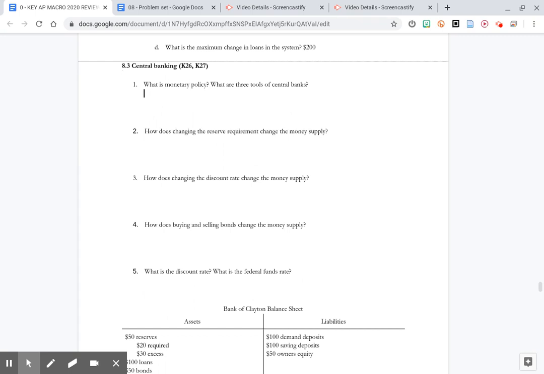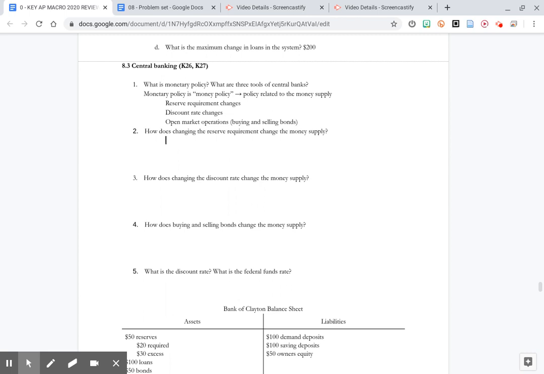So monetary policy is money policy, is another way to think about it. It's policy related to the money supply. So the three tools that we'd say that central banks have are reserve requirement changes. We'd say they can change the discount rate, right? And we could say they could do open market operations, which would be buying and selling bonds.